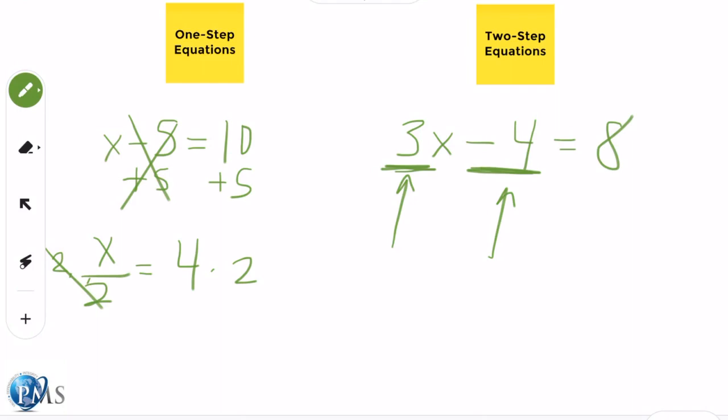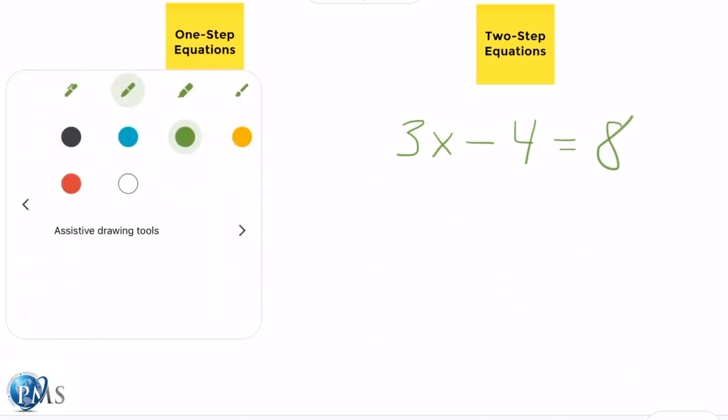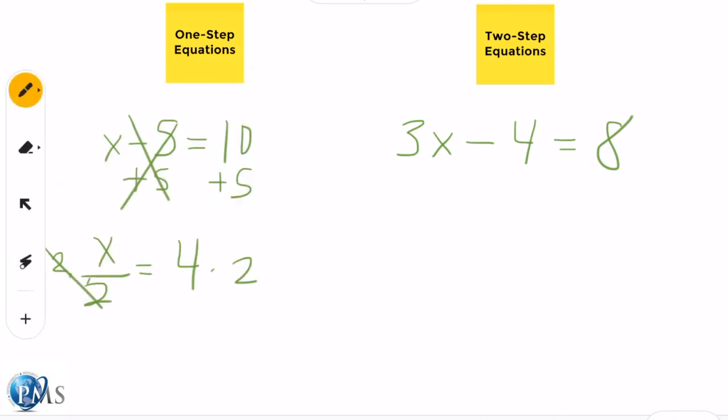Okay, so the way that I like to think of it is I usually always leave the number closest to the x for last. So I'll leave the number closest to the x, which is the 3, for last. That means I'm going to get rid of the negative 4 first. So what we're going to do is get rid of the negative 4, the minus 4, as our first step. And you probably remember to get rid of a negative 4, you're going to do plus 4, because minus 4 plus 4 will cancel. That's what we want to happen.